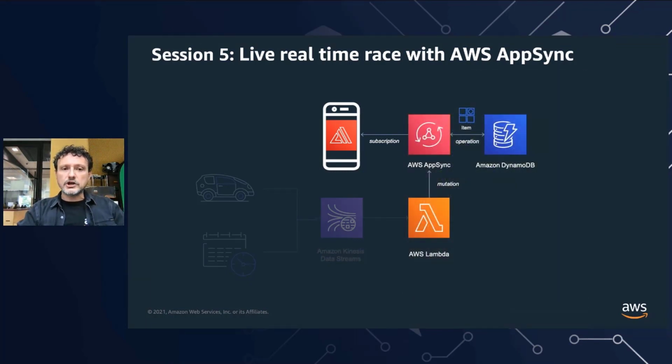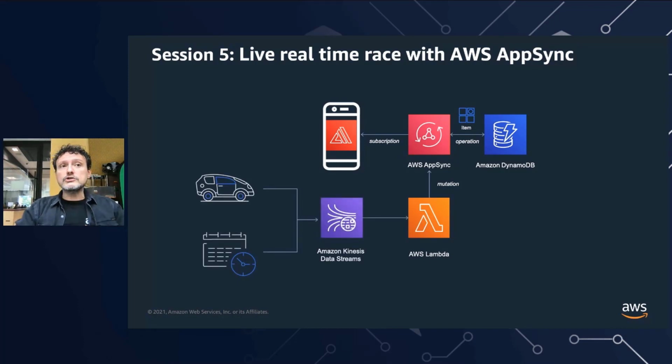The second part of the workshop is about building a Lambda function that performs the mutation to AppSync to ingest data. We will create a Lambda function and a mutation, and this mutation will perform the put item operation in the DynamoDB table. After that, AppSync will automatically notify users that new data has been created. So again, real-time updates. This is what we're going to build in the second part of the hands-on.